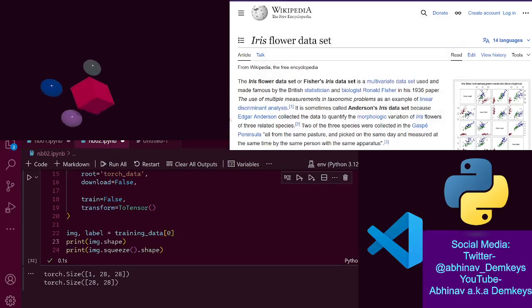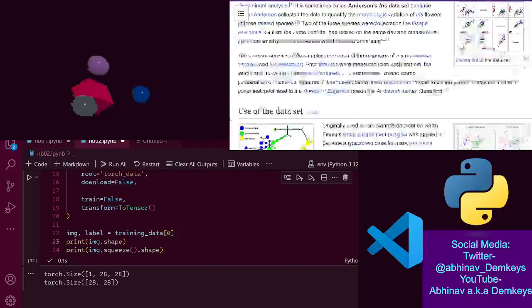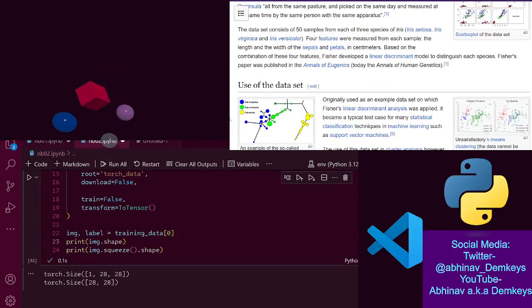It is sometimes called Anderson's iris dataset, because Edgar Anderson collected. Okay, hold on. This is great. The history on it is great, but I'm trying to get the information on the dataset.